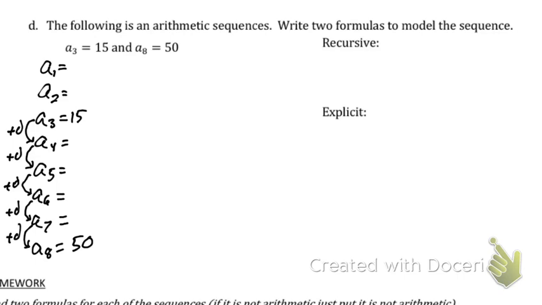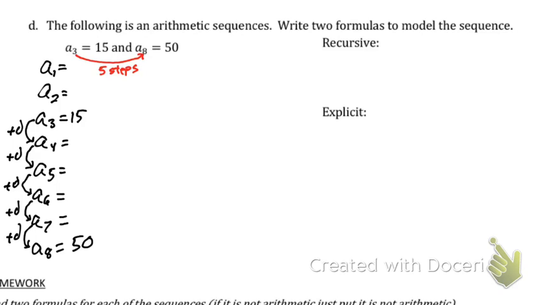So to get from 15 to 50, I'm going to add the same number 1, 2, 3, 4, 5 times. Well, going from 3 to 8, that's 5 steps. So I didn't need to write all this out. We just kind of did it so you see where I'm getting my information from. But to get from 3 to 8, that is 5 steps. And that is 5 D's I need to add.